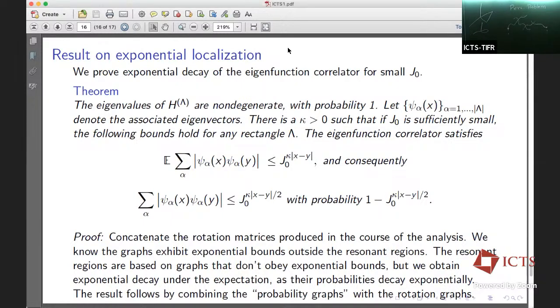But under the expectation value, inside of this little box here, we have a structure like this, where we have all these resonant graphs. And under the expectation value, we get exponential decay there as well. So at the end of the day, when you're doing this expectation value, you're able to draw upon the exponential decay, the L infinity, the uniform decay here, and then the probabilistic exponential decay for the resonant regions. Together, they combine to produce this exponential decay.